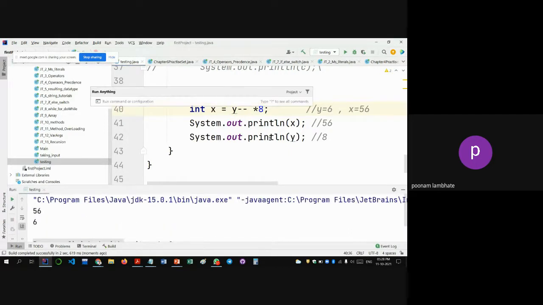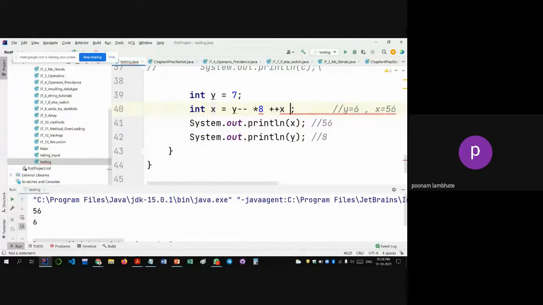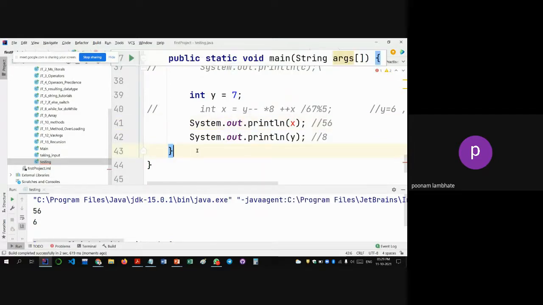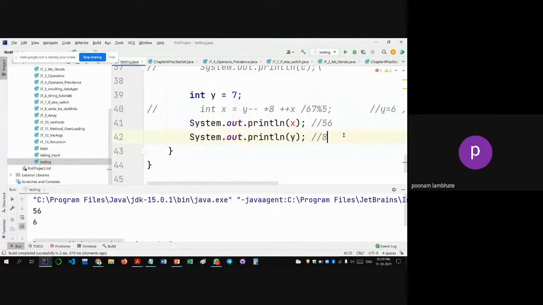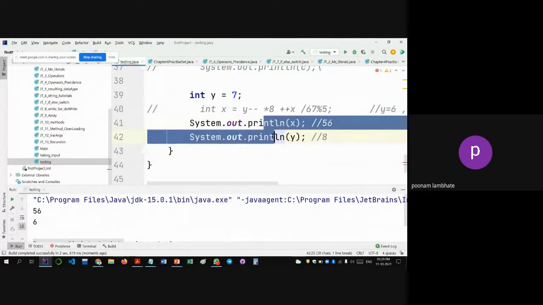Similarly, you can try out other cases. Now sometimes what happens is they'll give you plus plus x divided by 67 modulus 5. So such big complex expressions they'll give you. For that you have to apply certain rules, like which one you'll solve first and all that. So that I'll cover in some other video. And I have already solved some number of examples on this in my previous course. So the logic is the same, right? So I'll share those videos with you, or maybe we can solve it live also. Let's see.